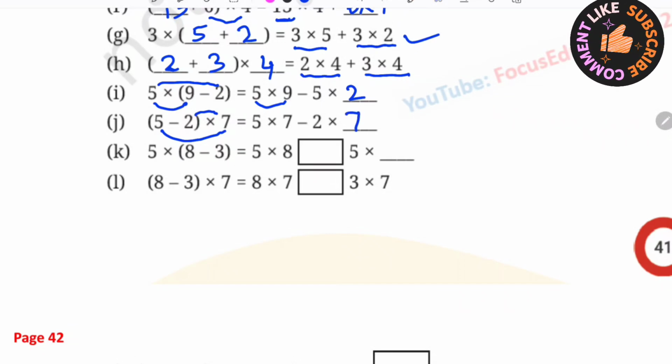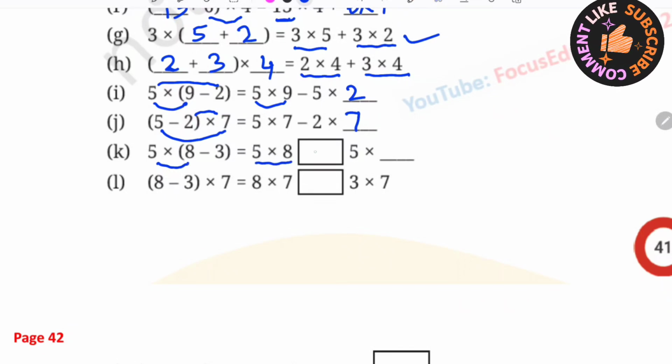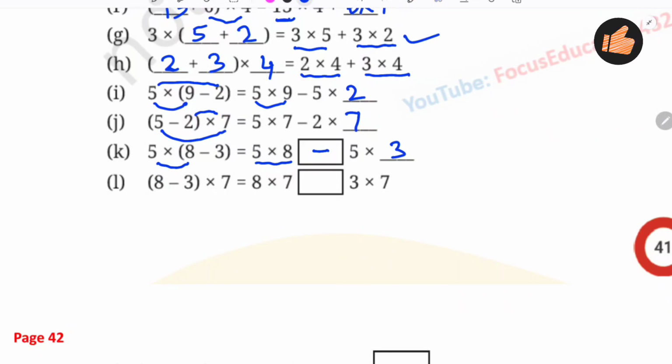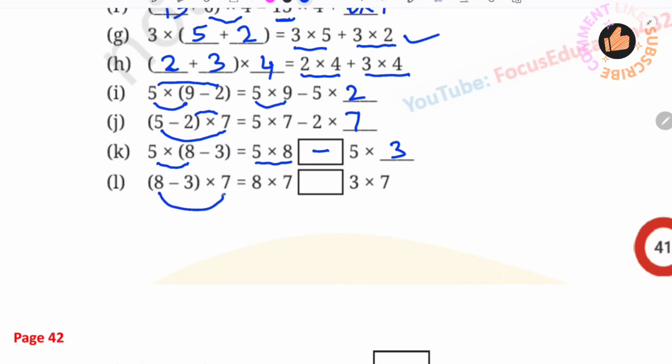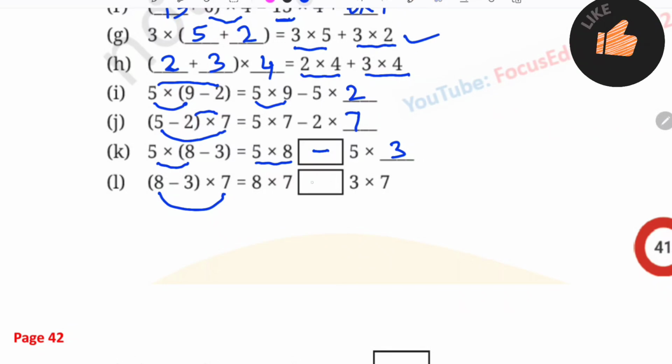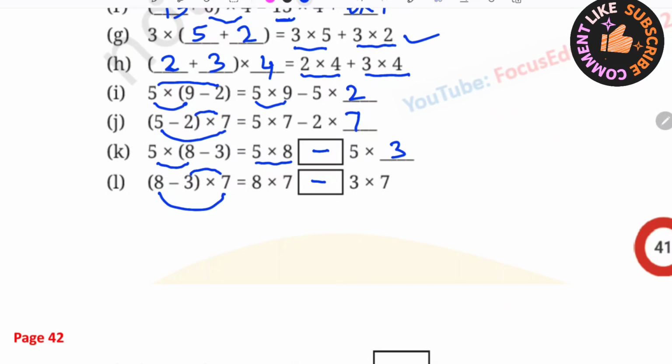5 multiplied by 8 minus 3. So 5 multiplied by 8 is already given to us. So minus sign in the middle, and then 5 multiplied by 3. Then 8 multiplied by 7 is already given to us. In the middle you are having a minus sign. Then 3 multiplied by 7, already given, only the minus sign you have to keep here.